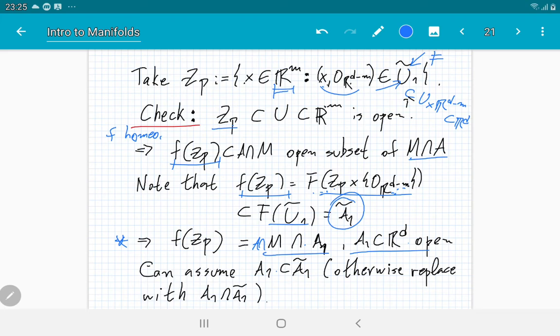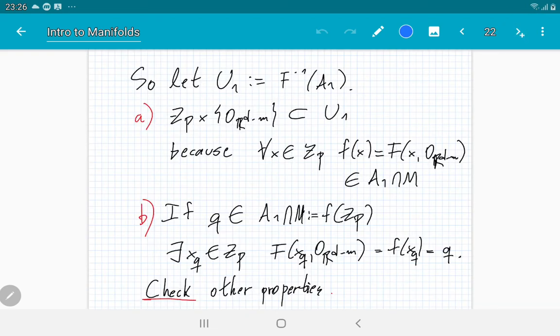So F of Zp is contained in A1 tilde, and by taking an intersection with A1 tilde, I showed you that F of Zp has this form for A1 in R^g open. And I can assume that A1 is contained in A1 tilde, otherwise I can just replace it by A1 intersection A1 tilde, and everything I just said is still going to be true. Okay, so now I have a set of points here, right? So little f of Zp is equal to M intersection A1, with A1 contained in A1 tilde. So I'm going to take this A1 already defined.